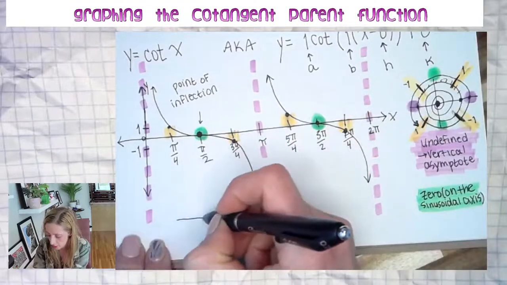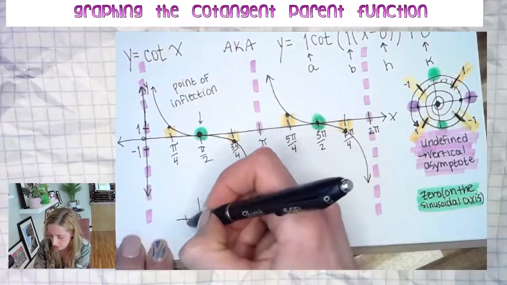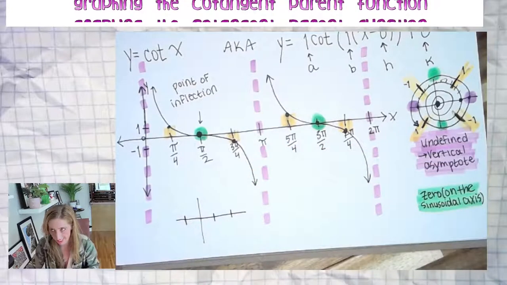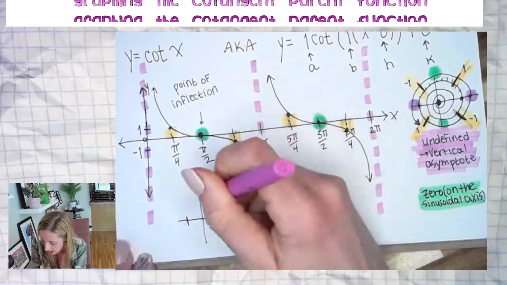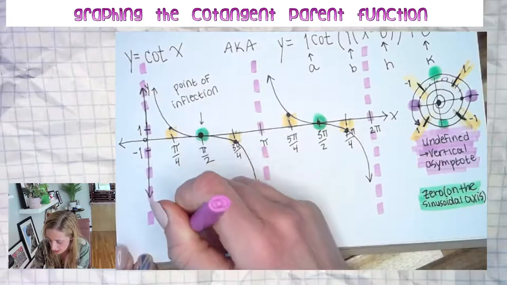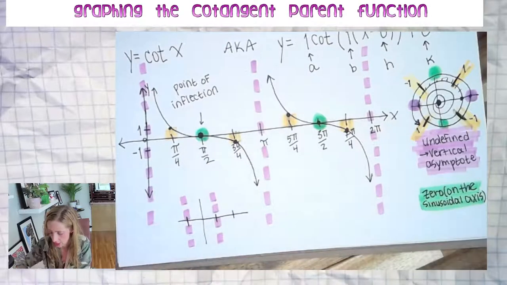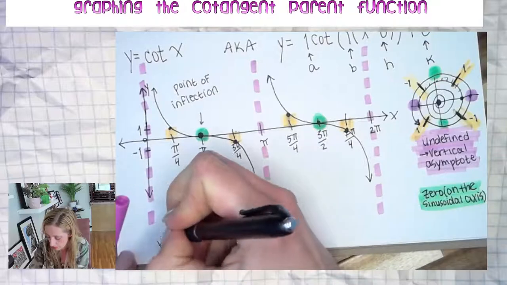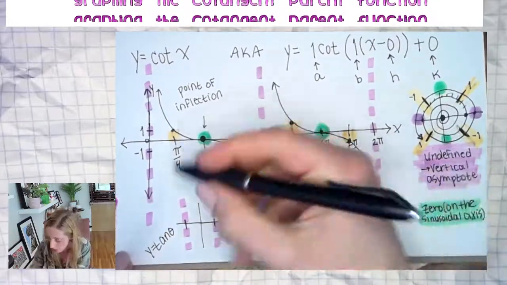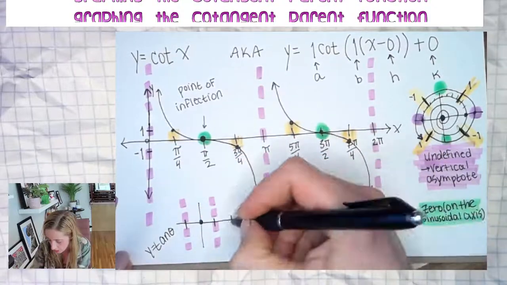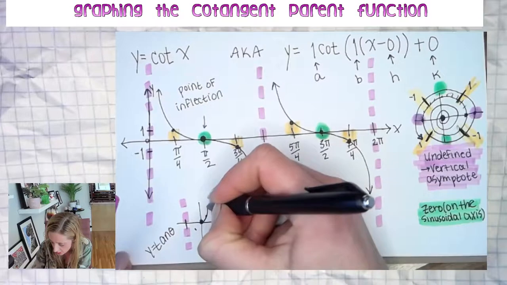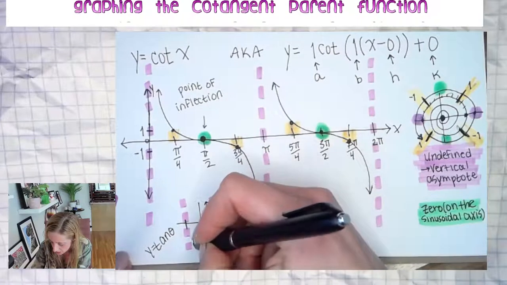Why did that happen? I'm just going to do a little sketch down here. Tangent had an asymptote right there at pi over 2, but it also has one at negative pi over 2. This is tangent, okay? Quick little mention, theta, x, whatever, that doesn't really matter. It was 0 right there, it was 0 right there, it was 1 and negative 1. So tangent looks like this.